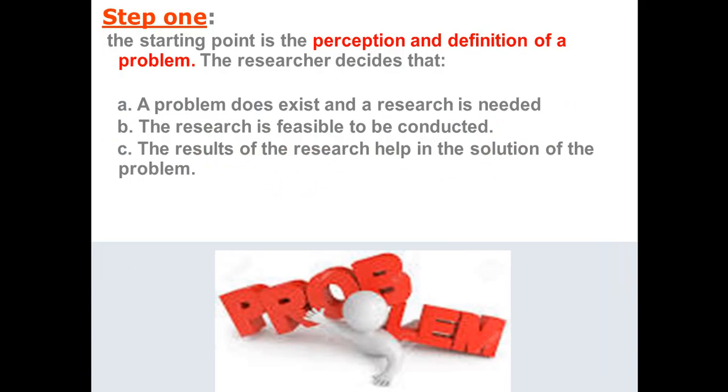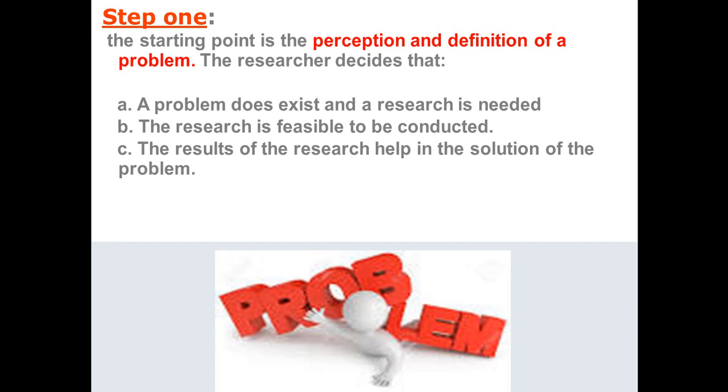So steps of research, we have step 1, the starting point is perception and definition of a problem. What's the problem? Is it a real problem? And what's the size of that problem? Where is it? And the researcher has to decide that a problem does exist and a research is needed. So probably we have deaths in the neonatal care unit. This is a problem, and we need research to identify the cause behind this increasing death number. And number 2, the research is feasible and can be conducted. It's easy, can be done, and the result of research helps in the solution of the problem.